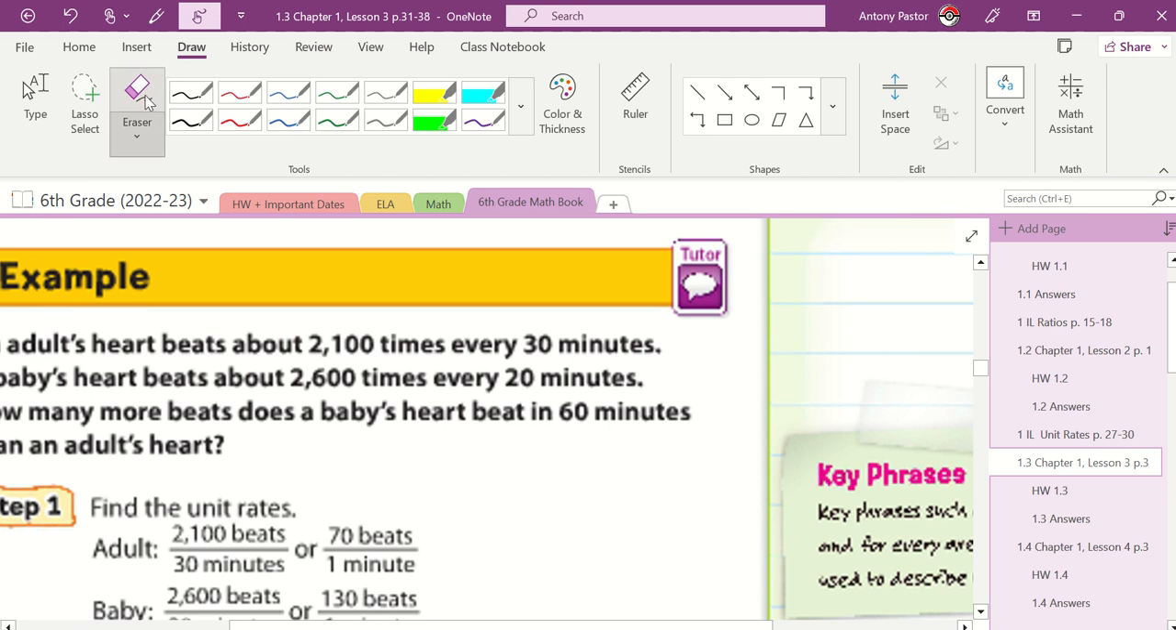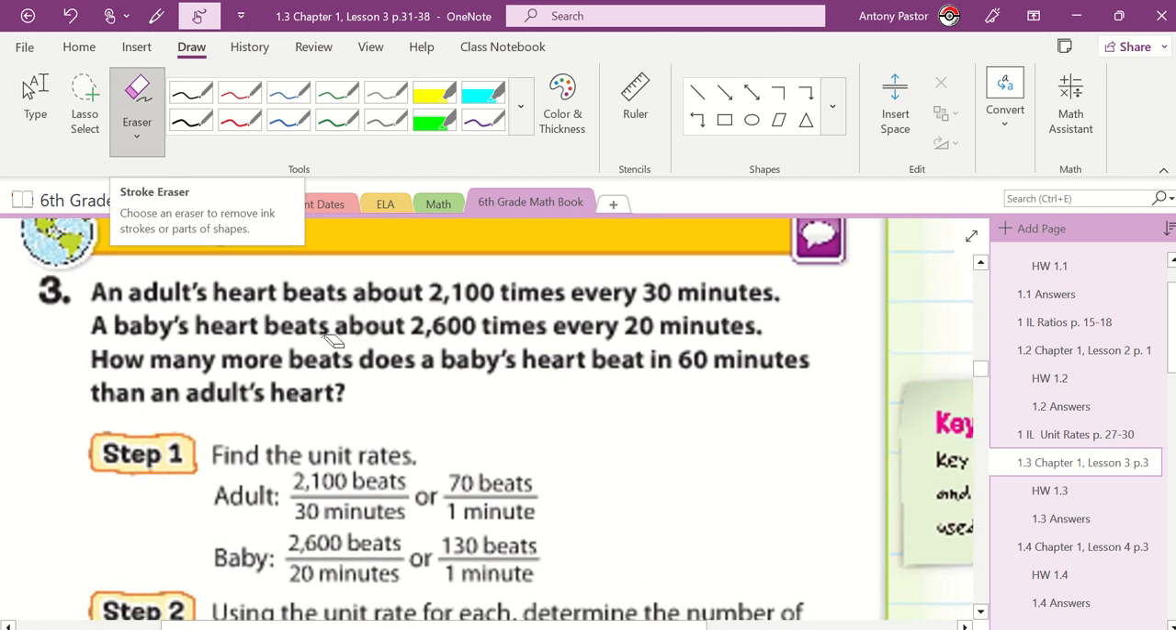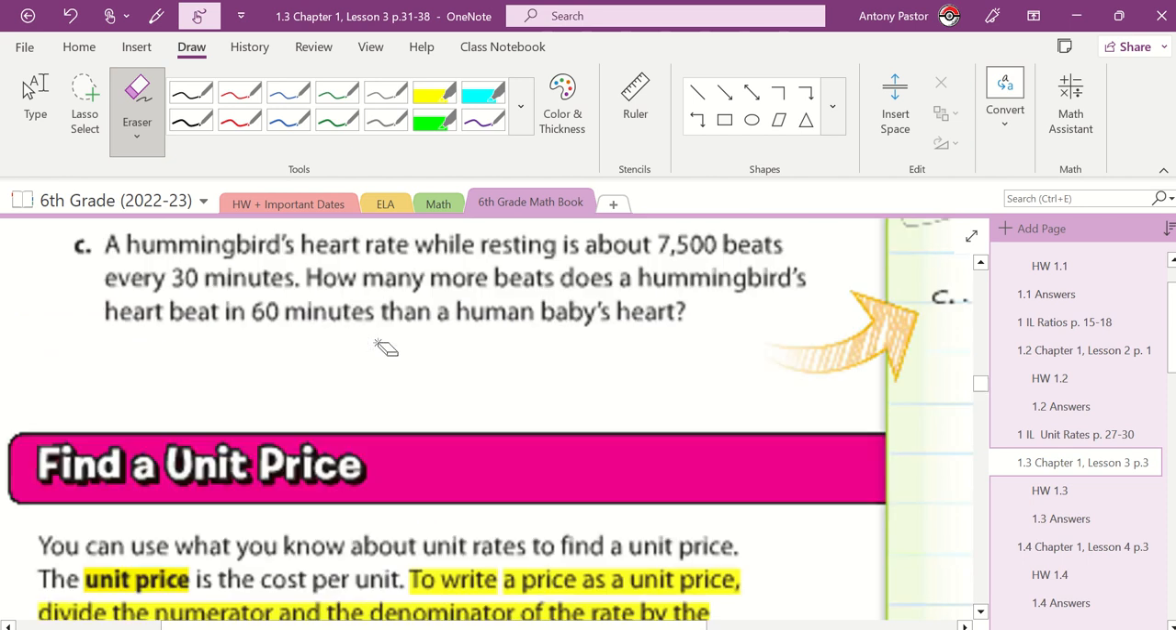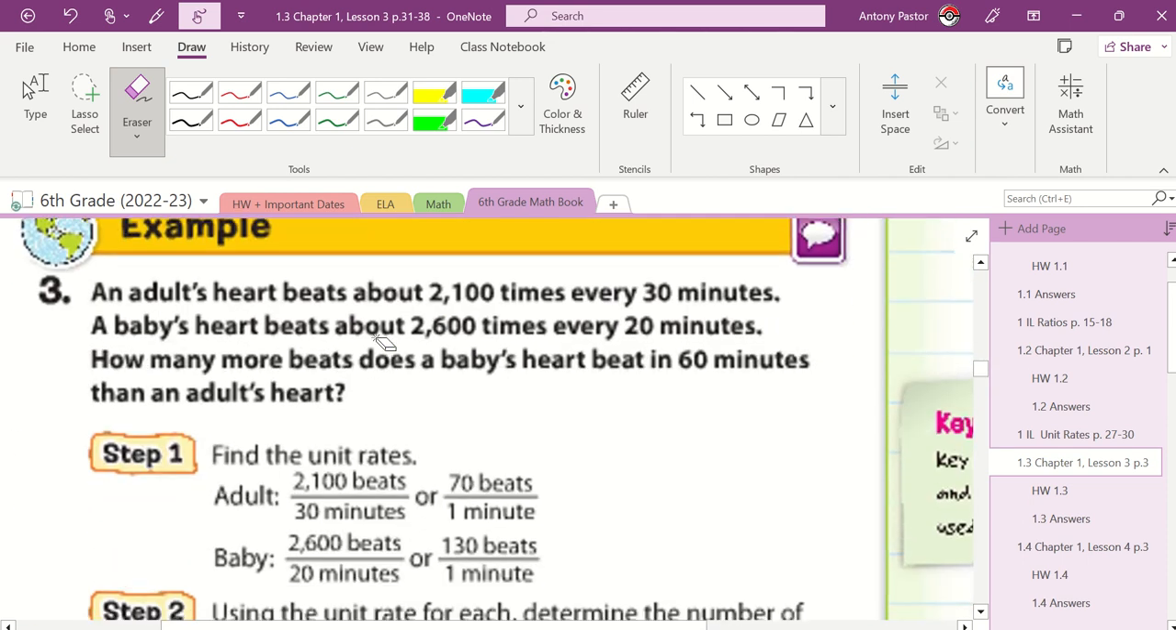I'm going to try to get to the eraser. There we go. And we'll do example 3, and we're going to talk about unit price. An adult's heart beats about 2,100 times every 30 minutes. A baby's heart beats about 2,600 times every 20 minutes. How many more beats does a baby's heart beat in 60 minutes than an adult's heart?